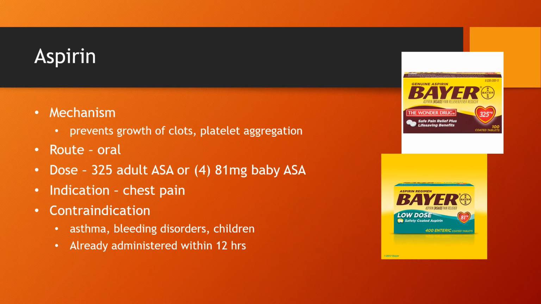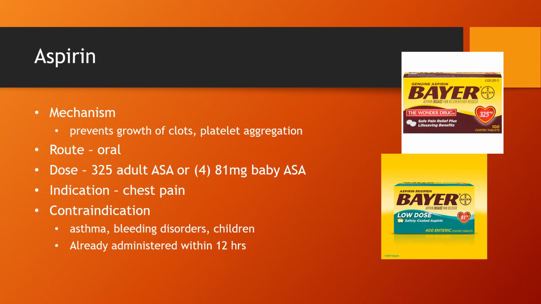Aspirin. I administer aspirin to any patients that are having chest pain, and the dose is 325, which is 1 adult aspirin, or 4 baby aspirin, which are 81 milligrams each. That one's going to be 324. When do I administer this in the field? Only during chest pain patients. If they're complaining of chest pain, they get 325 or 324 aspirin. I cannot give it if they have asthma or any signs of bleeding.